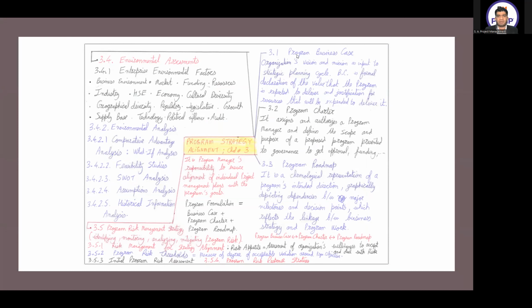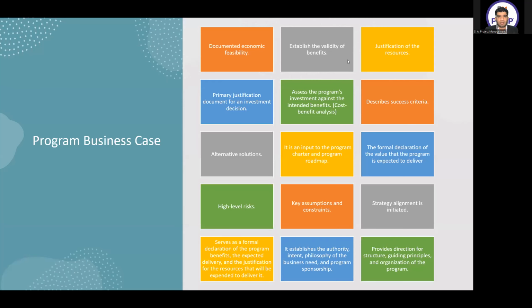Here the first topic is we are making the program business case, the program charter, and the program roadmap, keeping in view the environmental assessments and doing environmental analysis, and doing the program risk management strategy throughout our program lifecycle. In the program formulation phase, we are making the business case, charter, and the roadmap. That is the key crux of this chapter.